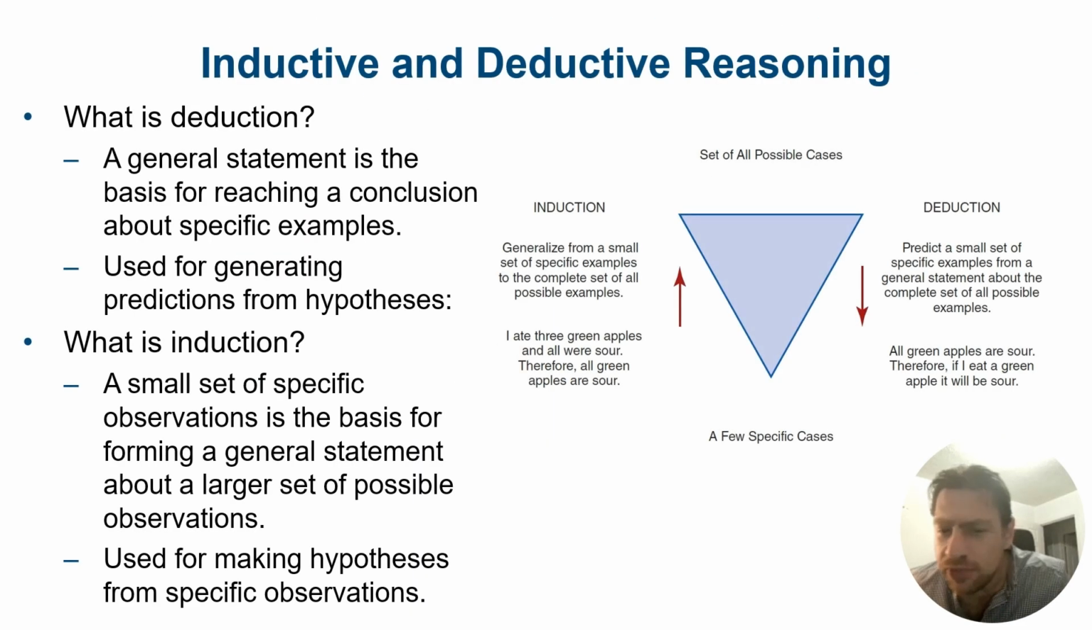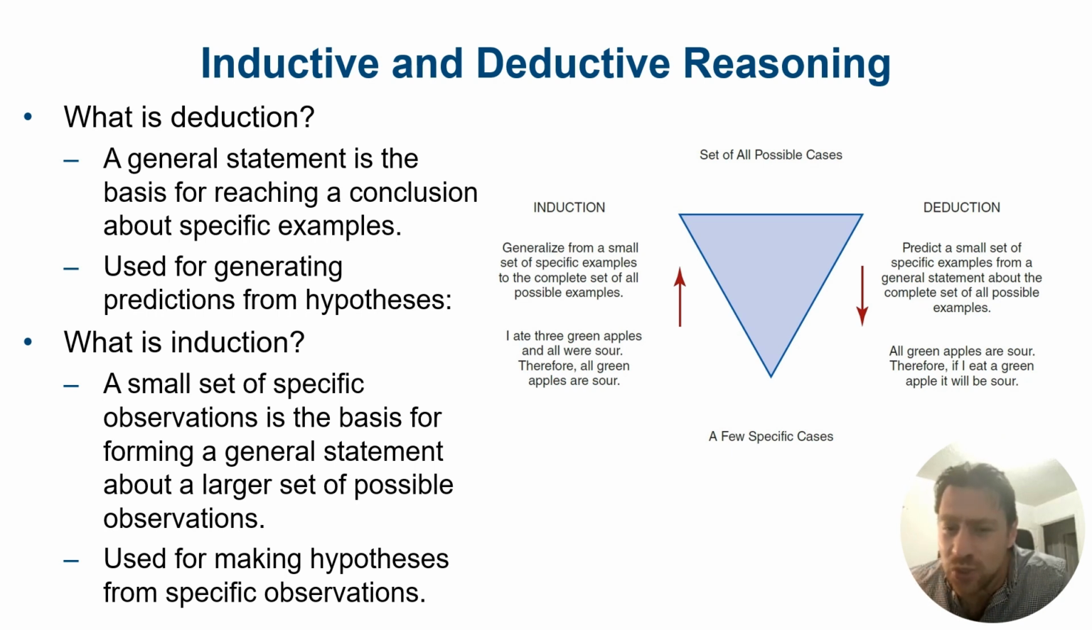So when we formed our testable prediction from our hypothesis, that was an example of deductive reasoning. Deductive reasoning, or deduction, involves moving from something general, a general statement, to something more specific that is derived from that statement. Now, conversely, the other form of reasoning is called inductive reasoning.